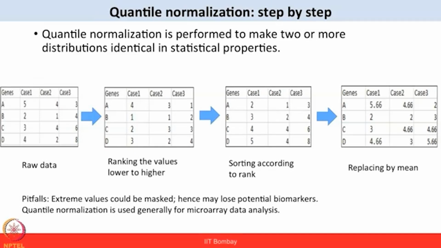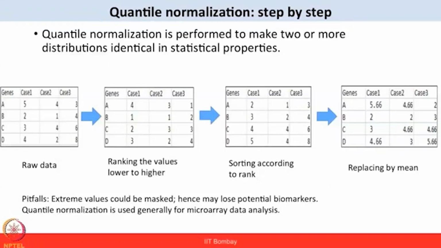So we will sort the values according to the rank, that is 1, 2, 3, 4. There are 4 genes here, and after that we would replace the values by the mean of that particular rank. If you see the raw data and the final replaced-by-mean data, the rank remains the same, the order of genes A, B, C, D remains the same, but the values are changed and they have similar, identical statistical properties. So this is the underlying assumption of quantile normalization.